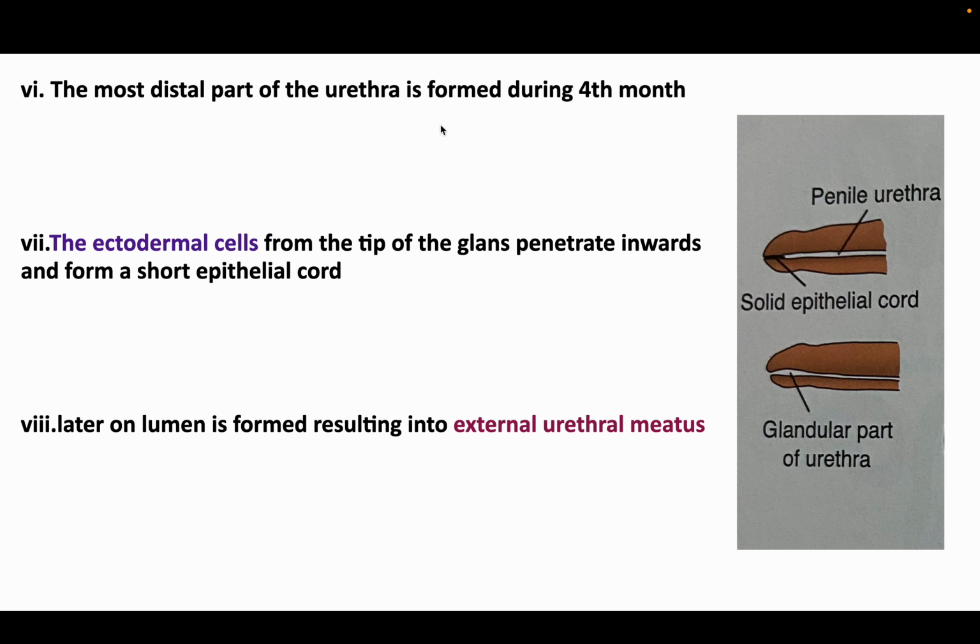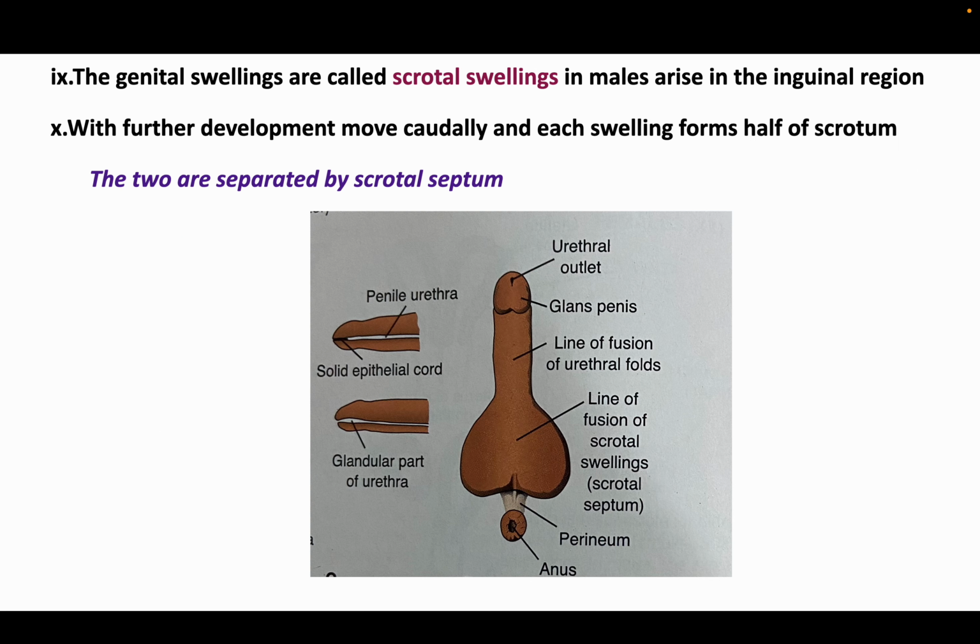The most distal part of the urethra is formed during 4th month. This is the most distal portion. The ectodermal cells from the tip of the glans penetrate inward and form the short epithelial cord. Later on the lumen is formed, resulting into external urethral meatus, and the portion of this urethra is given the name glandular part of urethra. So this is external urethral meatus, this is the glandular part of urethra, because it is lying in the glans, that is why its name is glandular part.